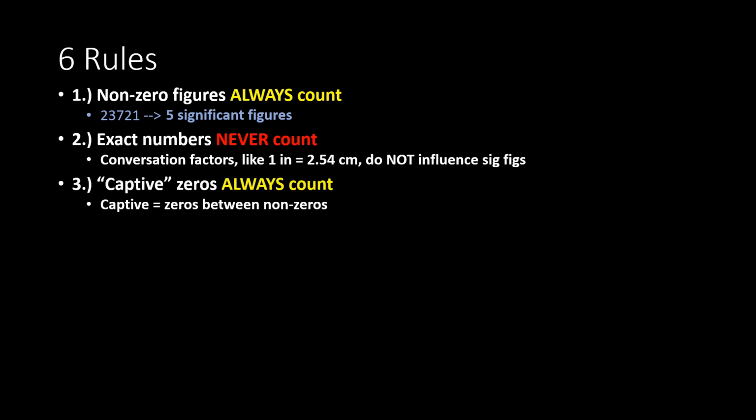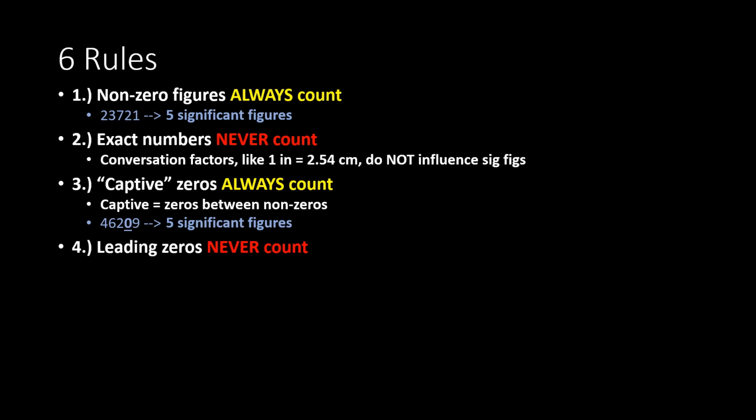The third rule is that zeros between non-zeros, also known as captive zeros, always count. So if we're looking at a number like 46,209, we're going to have 5 sig figs because the 0 in this example will count as a sig fig since it is between two digits that are non-zero.